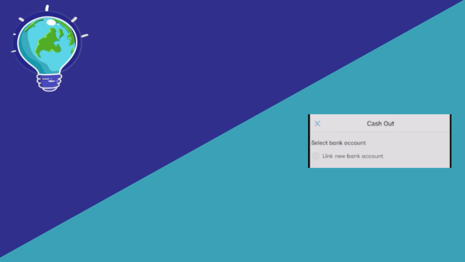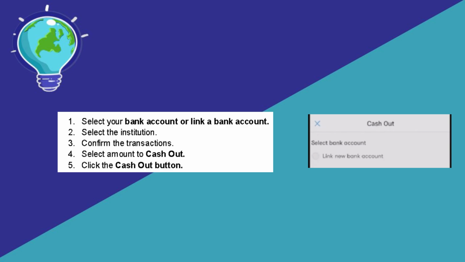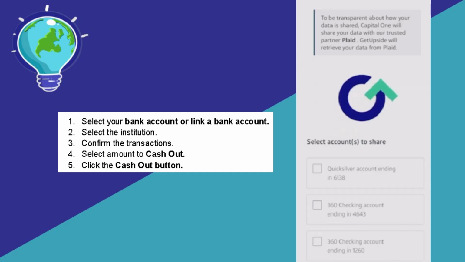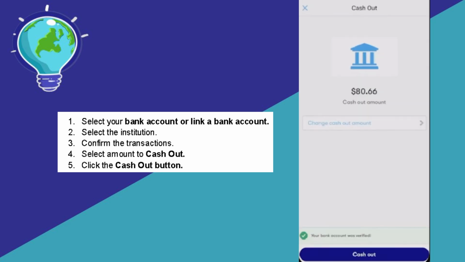It's going to ask us to select a bank account. If you have any selected bank account before, it will allow you to select that. But for us, let's click on link new bank account, click on continue, and simply connect the bank account that you want to cash out from. After entering that information and after doing some confirmations, as you can see here, you should then be able to cash out a specific amount of money from your cash app or your Upside app.